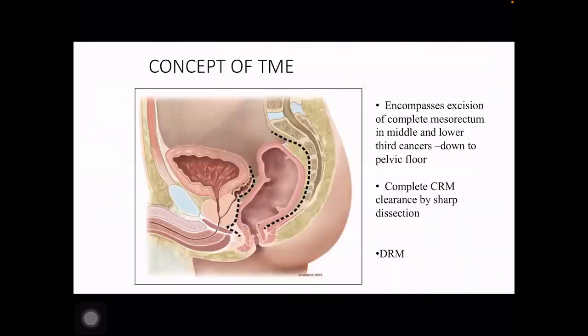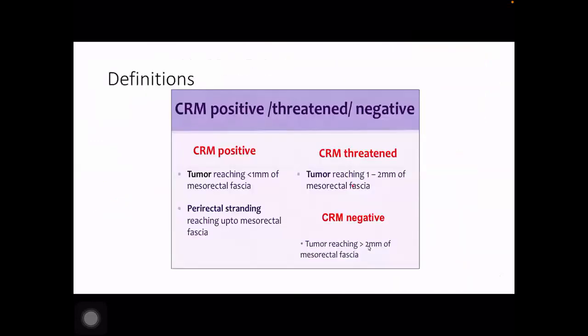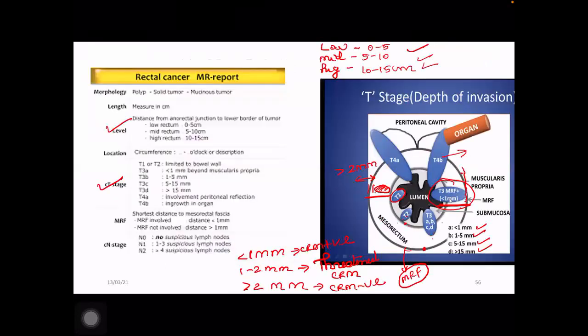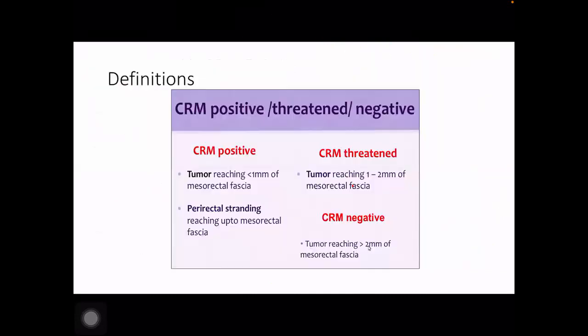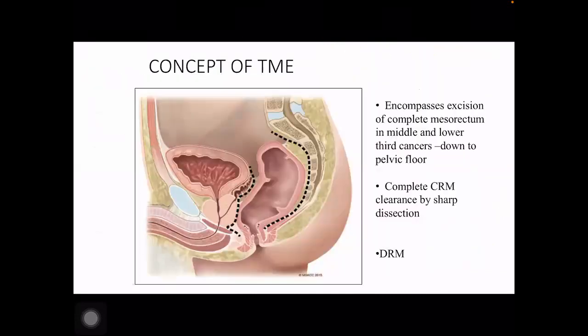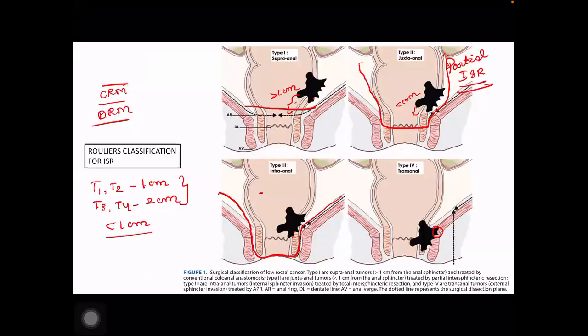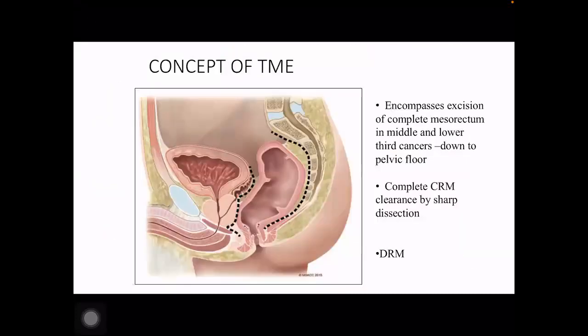CRM, as I said before, is basically the circumferential resection margin. That is basically guided by your rectal MRI staging. I'll tell you about the CRM. You achieve a clear CRM when you're doing a total mesorectal excision. Fine. So this TME is basically the total mesorectal excision.